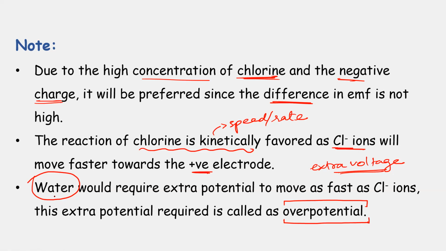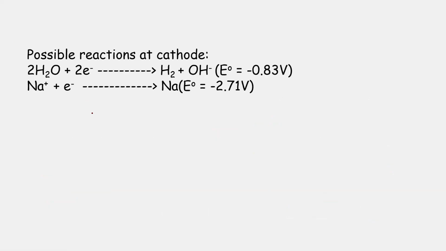Why do we require the extra potential? To move water as fast as chloride ions towards the positive electrode. That extra voltage is known as overpotential. Next, we have the possible reactions at the cathode.